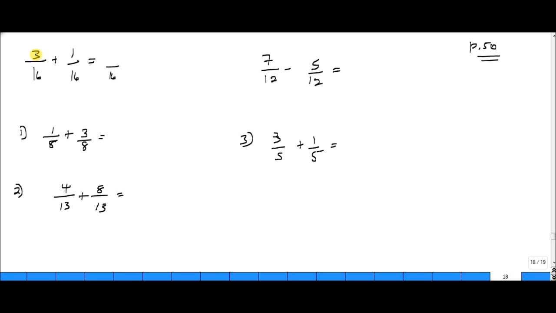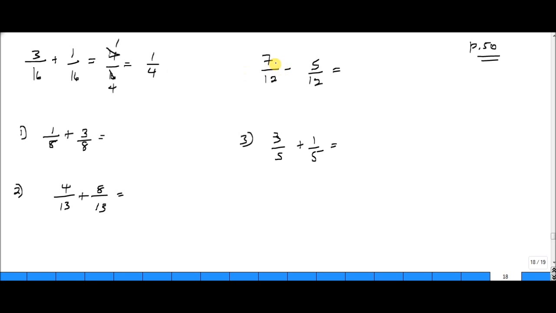So we have 3 plus 1 would be 4/16. Now we could reduce 4/16 even further by dividing the numerator by 4, which would give us 1, because 4 into 4 would give us 1. So this would have been 4/16, and 4 into 4 would give us 1, and 4 into 16 would give us 4. So that is how they got a quarter.